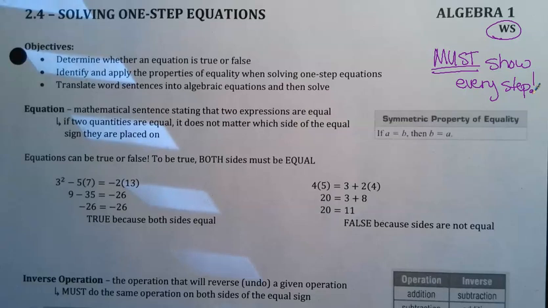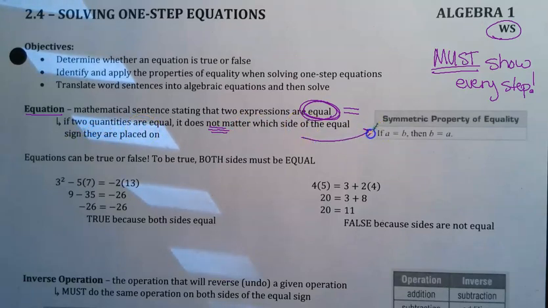So first up, an equation. We talked on this a little bit last week. It's a mathematical sentence stating that two expressions are equal. That's the big thing. An equation has an equal sign, an expression does not. In an equation, if two quantities are equal, it does not matter which side of the equal sign they are placed on.